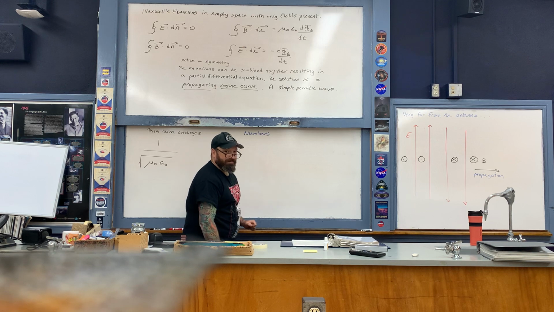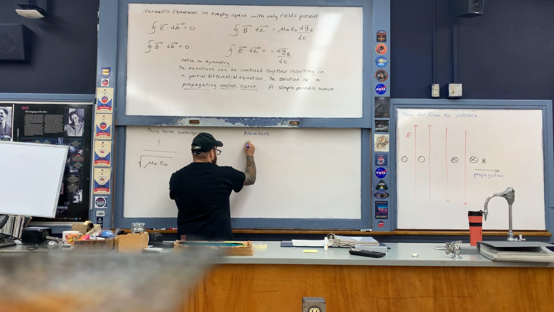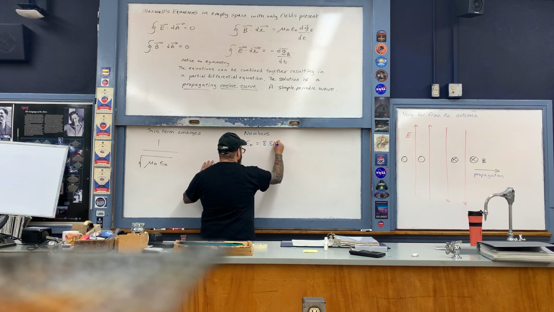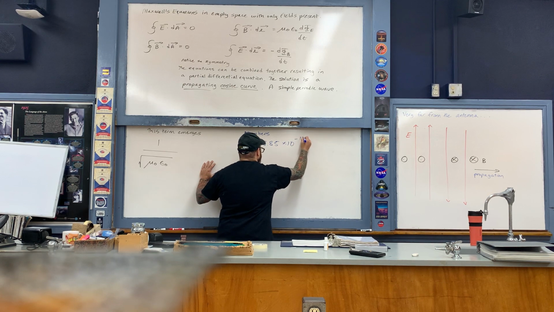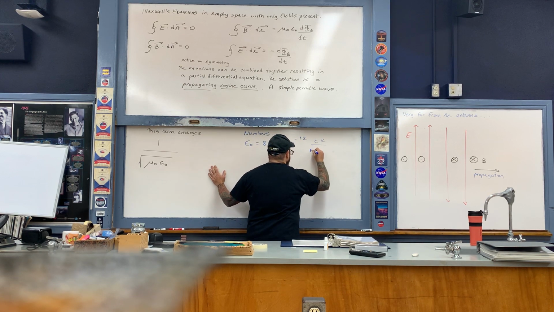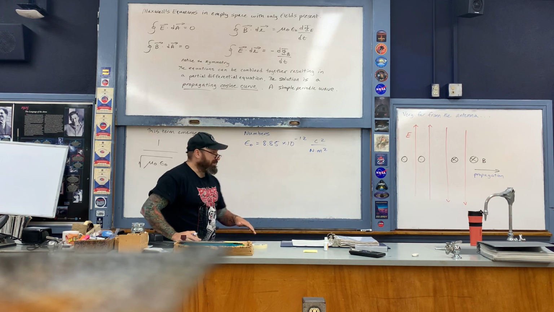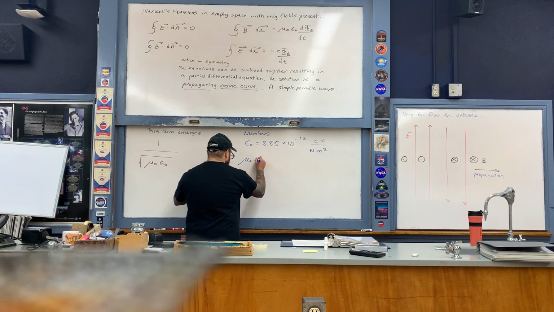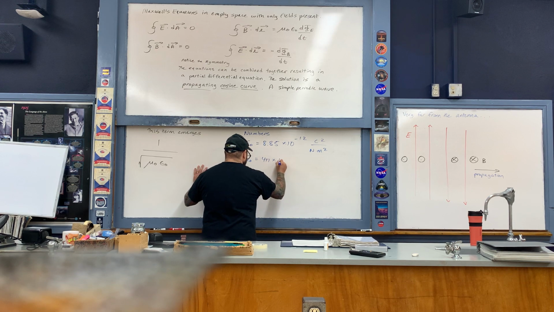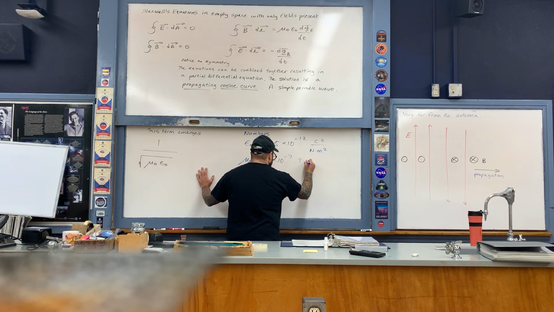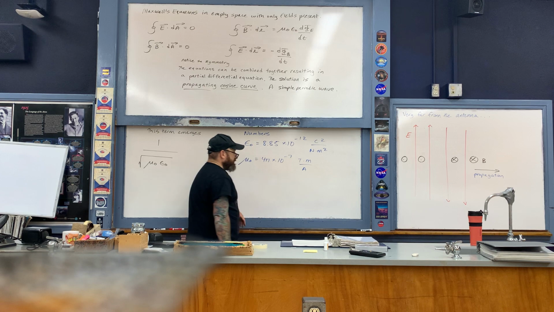Okay, so now we have the numbers. First of all, the permittivity. Epsilon naught, it's been a while since we've seen it: 8.85 times 10 to the minus 12 Coulomb squared per Newton meter squared. And then we have the permeability: 4 pi times 10 to the minus 7 Tesla meter per ampere.